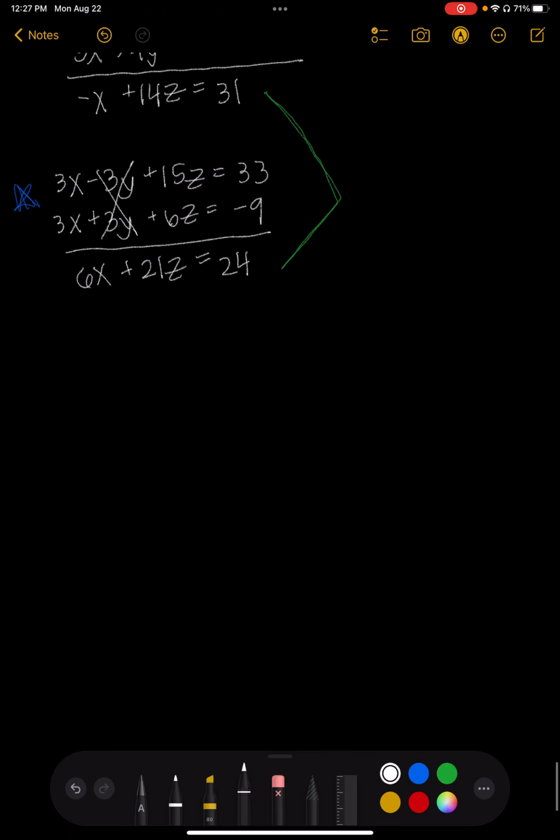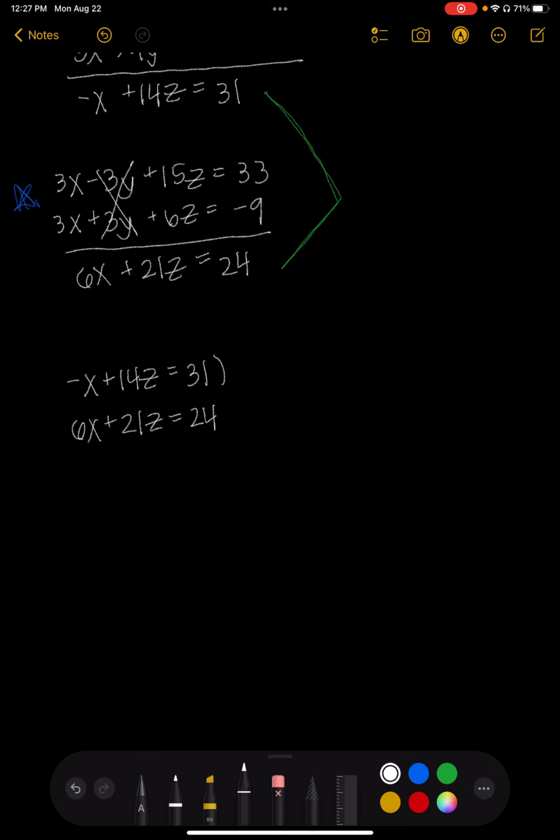We've got negative x plus 14z equals 31. And then we've got 6x plus 21z equals 24. Okay, so this is like a normal system of equations. We're going to just solve it with elimination because it's already set up that way.